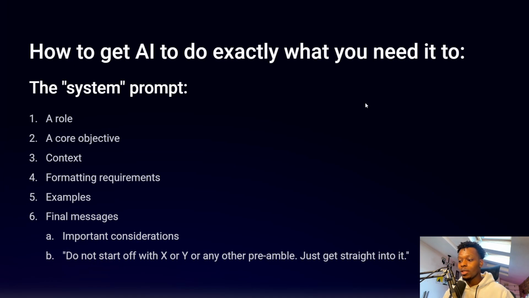And then there's final messages, which usually come at the end, which are like the important considerations. For example, do not start off with X or Y or other preamble, just get straight into it. Sometimes you want to put that in there because you usually find the output says, oh, here is the blank, blank, blank that you asked for, colon, and then it gives you it. If you want to avoid all of that, saying something like that usually gets rid of it. And those are things that you can just append to the end after iterating on the thing that you've gotten, or iterating on the system prompt, for example.